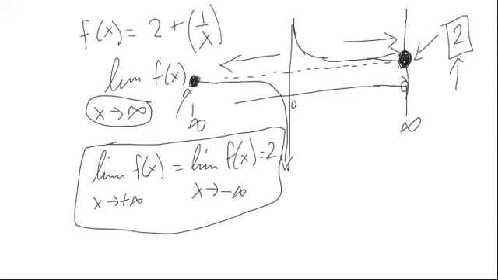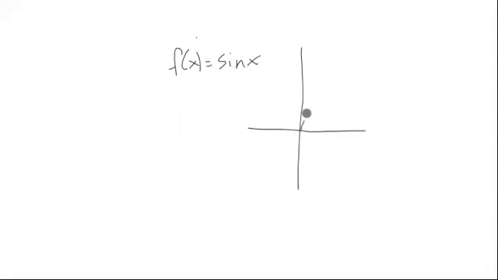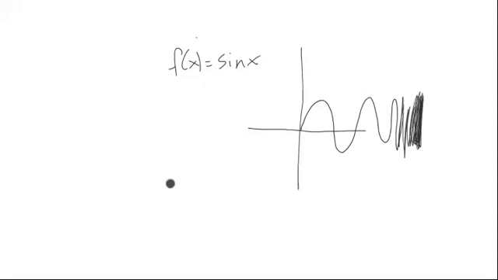Now, let's take a look at another example. If we had f of x is equal to sine x. Now, if we did the same kind of infinite compression, think about what would happen. When we compress it infinitely, it would oscillate up and down so many times, we wouldn't know where it's getting close to. It wouldn't be getting close to anything. Therefore, this limit, as x approaches infinity of sine x, does not exist.